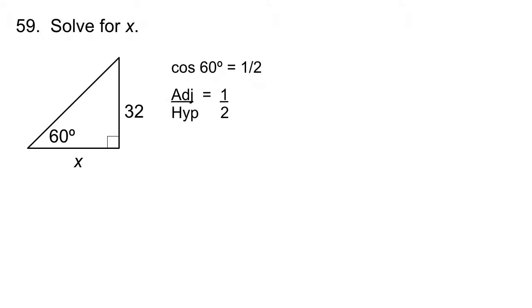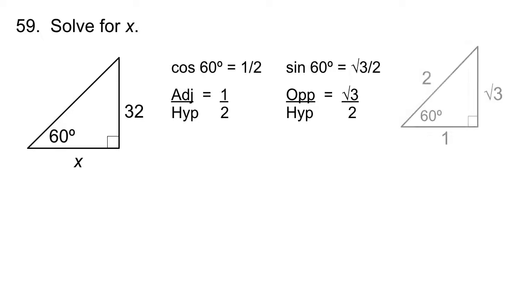We know that cosine is the ratio of the adjacent over the hypotenuse. So here's what I know. I know that whatever the hypotenuse is, it's going to be twice x. The sine of 60 degrees is the opposite over the hypotenuse. That doesn't exactly help. There's the picture for 60 degrees.